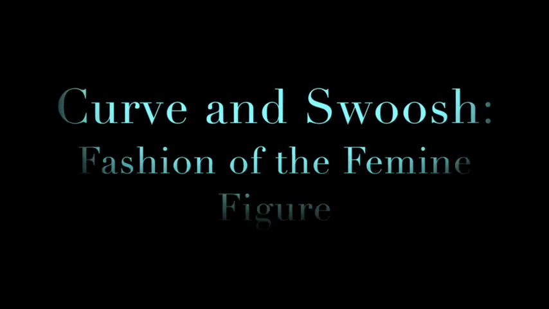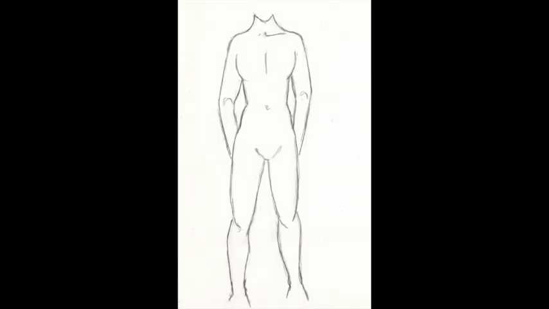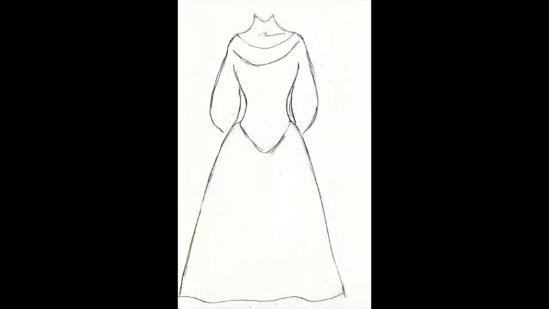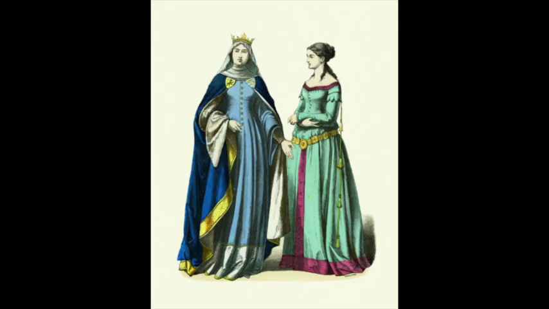Curve and swoosh, fashion in the feminine figure. If we start with a generic figure of a young woman, the basic fashion design is to exaggerate the features that make her feminine, the hips. The shoulders and the hips are structured out to create what is called the hourglass.